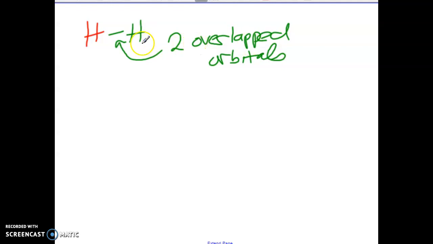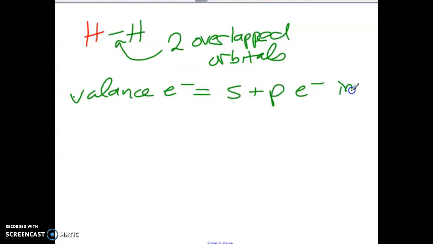Now which orbitals are overlapping? It has to be the ones from the atom that are, first of all, in the valence shell, and secondly, half filled. As a reminder, the valence electrons are only the s and p electrons in the highest n number. Hydrogen is a very simple atom. It only has the one s.